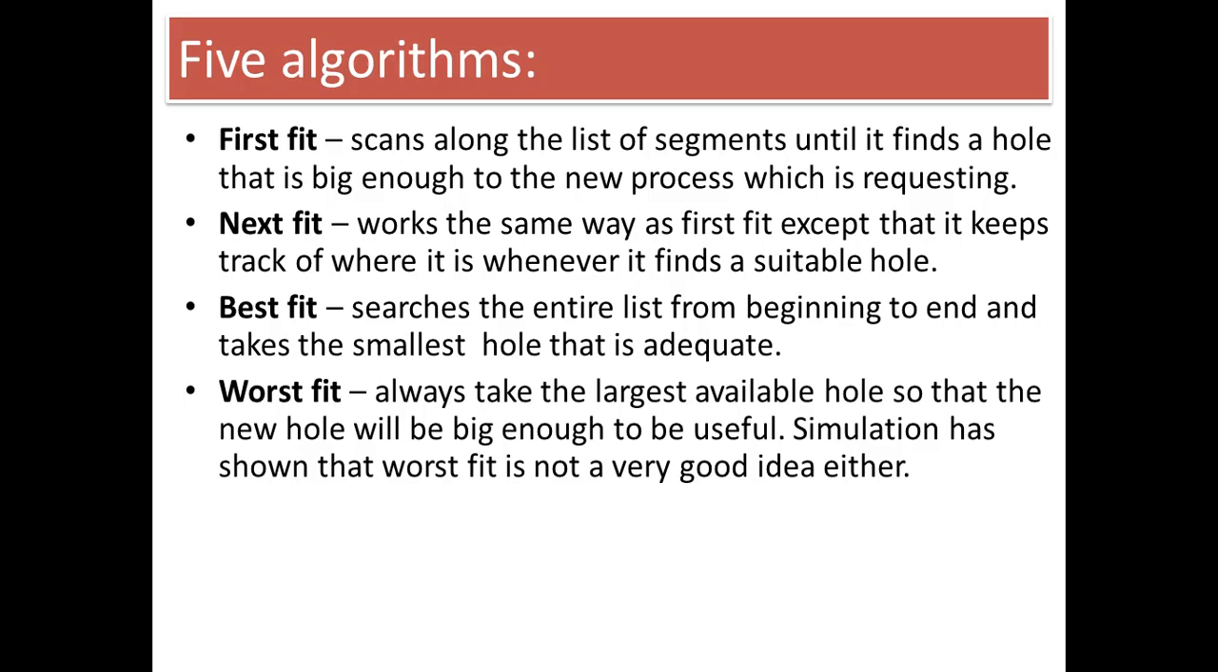In the case of worst fit, we find the largest hole among the available ones, so that it is big enough to be useful. It will be allotted to the requesting process, and the remaining part of that hole is left in reserve for the next requests. That means splitting a hole to allot to the requesting process, and saving the remainder for next users. So this is different: it always takes the largest available hole, so that the new hole will be big enough to be useful.